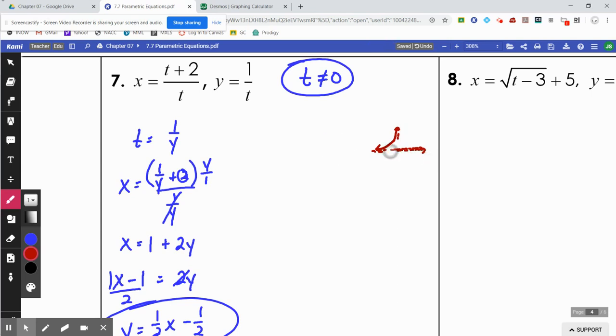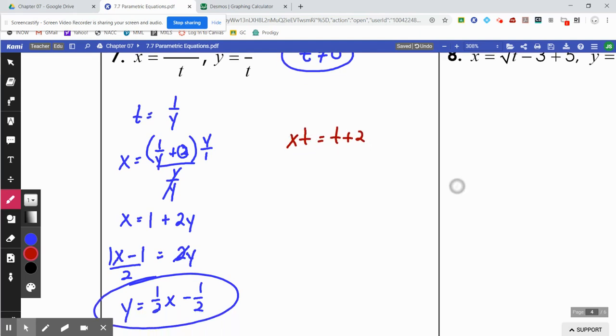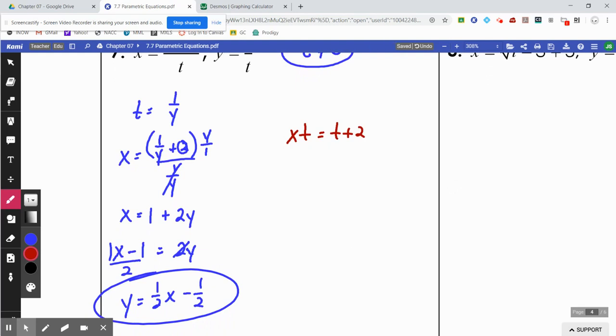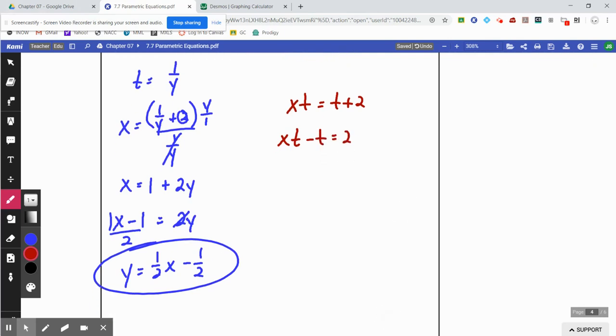We could have actually solved, let me erase all this. We could have taken this first equation and solved it for t. That would have been xt equals t plus 2. Move the t's all to the same side, so that'd be xt minus t is equal to 2. Let's factor that t out. You get t times x minus 1 is equal to 2.